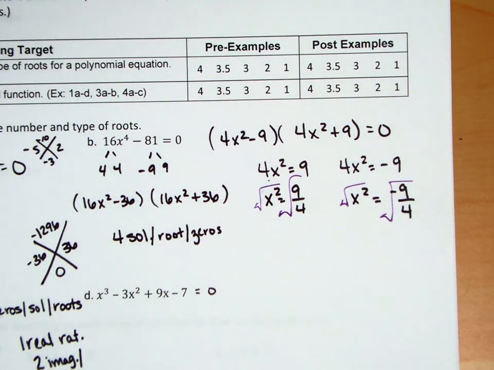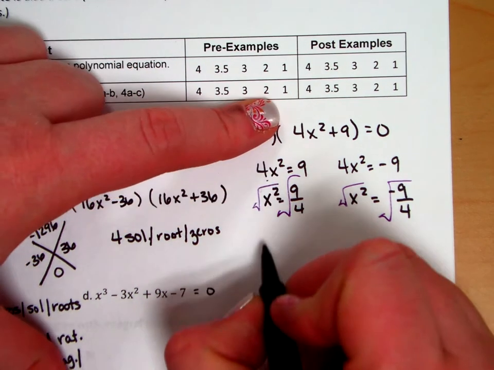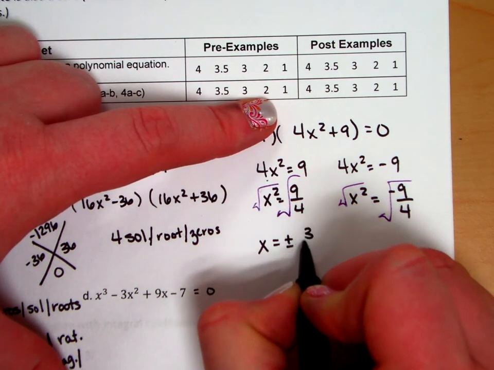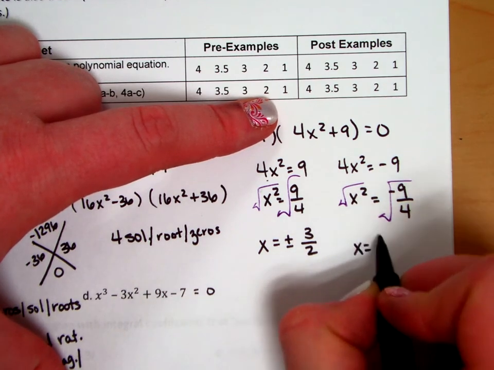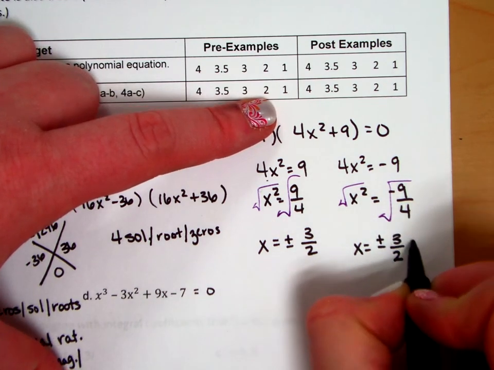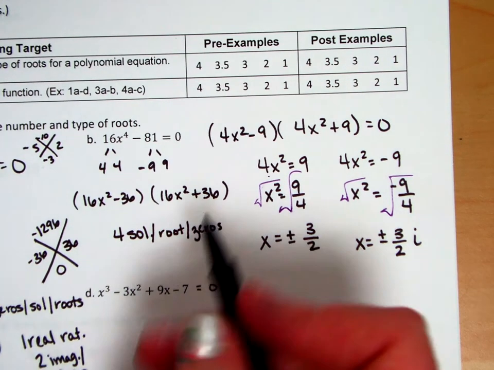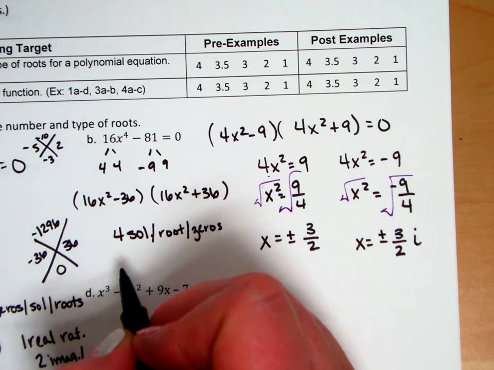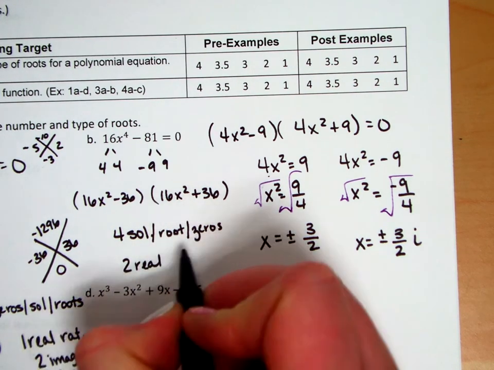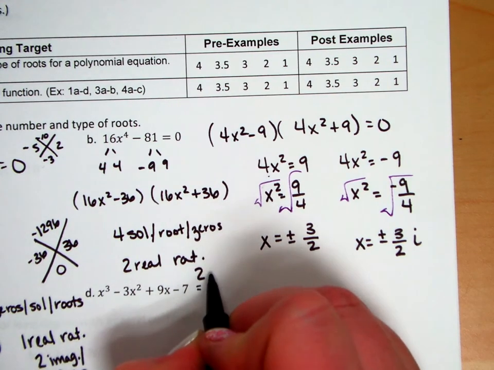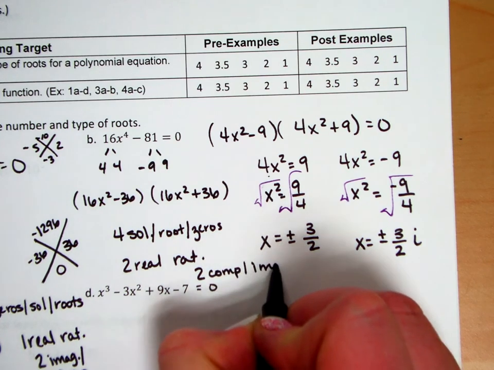And then if I wanted to, I would break them out as separate, just due to time and due to what I'm working on. I just am going to do it as a whole and just look at it. So the square root of 9 is 3, so x equals plus or minus 3 over 2. X equals plus or minus 3 over 2 as well, but this has an i on it because it was negative. So those are my 2 solutions. This is 2 real rational. And I have 2 complex / imaginary.